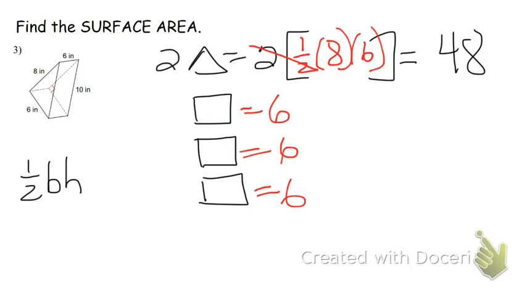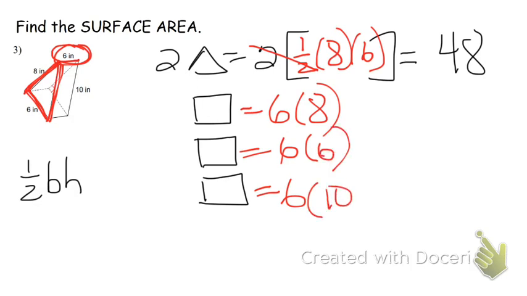Okay, we're going to use that 6 and multiply it by each side of the triangle. So we're going to have a 6 times 8 and a 6 times 6 and a 6 times 10. Let me say it one more time. This 6 times every side of the triangle: 8, 6, and 10.